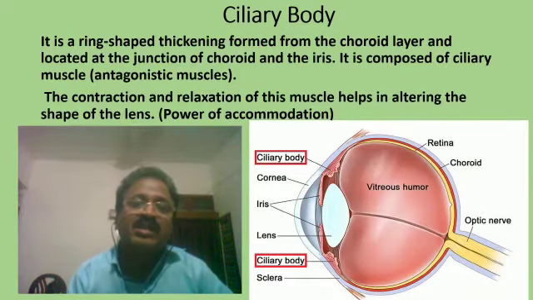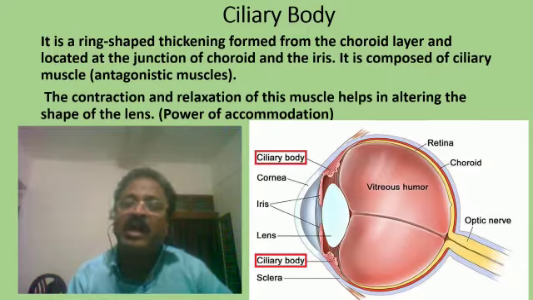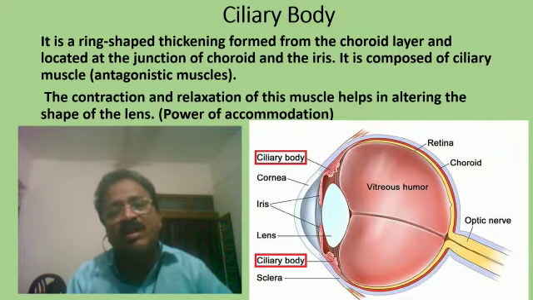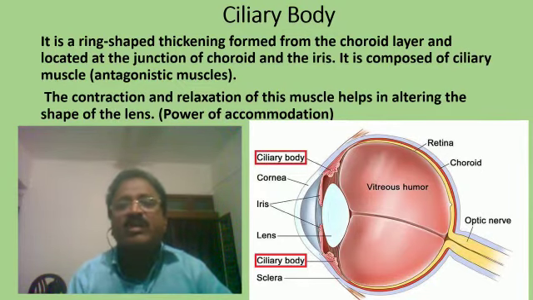Now the next part is the ciliary body. It is a ring shaped thickening formed from the choroid layer and located at the junction of the choroid and the iris. It is composed of ciliary muscle. This ciliary muscle is antagonistic in function. The contraction and relaxation of the muscle helps in altering the shape of the lens. That is called the power of accommodation. We will study about it in the later part of the chapter.